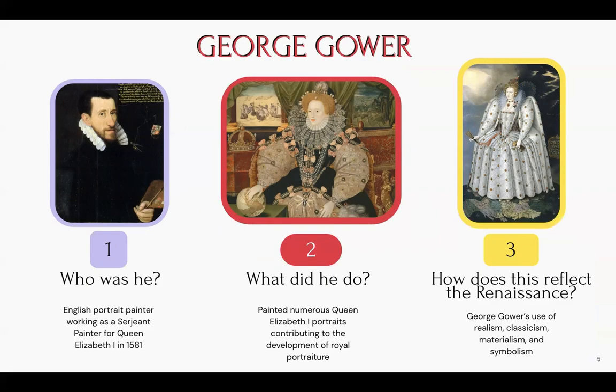And then he transitioned to painting numerous portraits of Queen Elizabeth I, contributing significantly to the development of royal portraiture, specifically of Queen Elizabeth. Gower's artwork reflects the Renaissance through his use of realism, symbolism, and classicism, or praising of royal status. Additionally, he focused largely on materialism and wealth in his paintings.